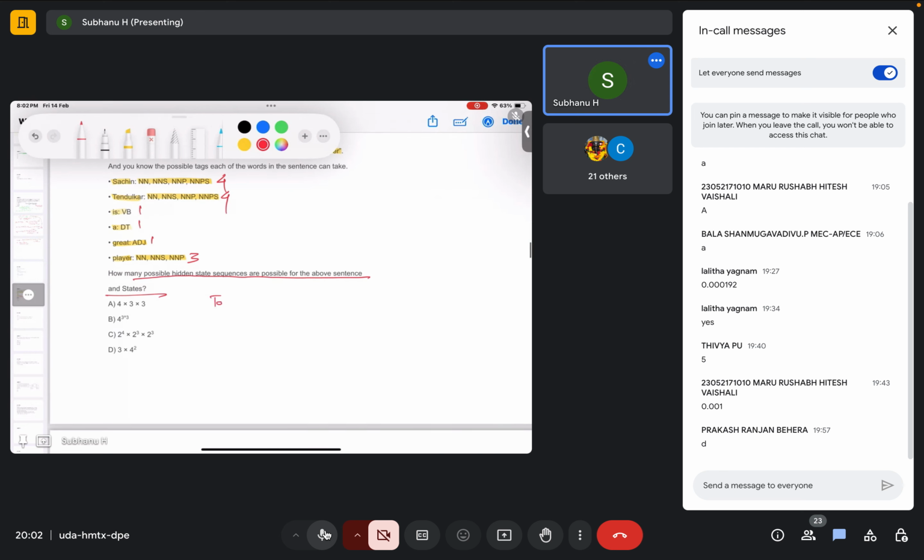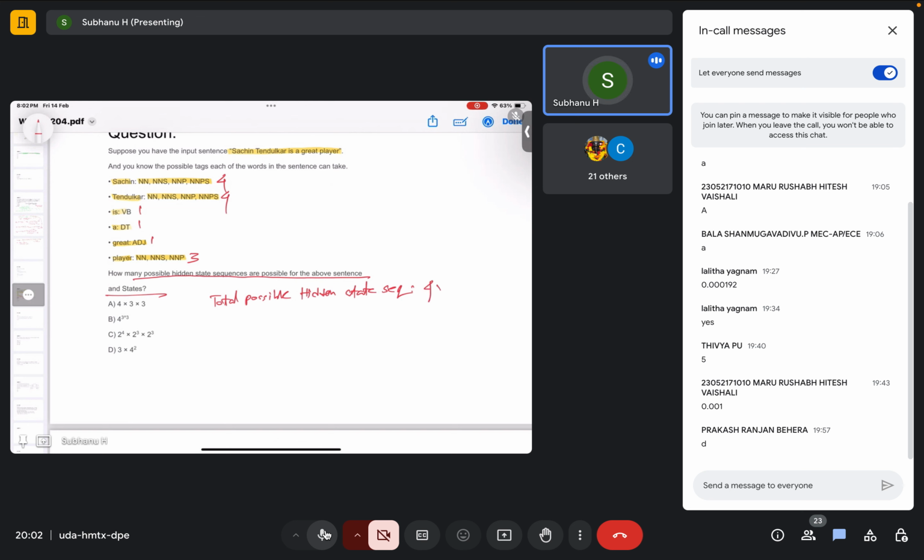So what is the total possible hidden state sequence? Which is 4 into 4 into 1 into 1 into 1 into 3, which is nothing but 48.